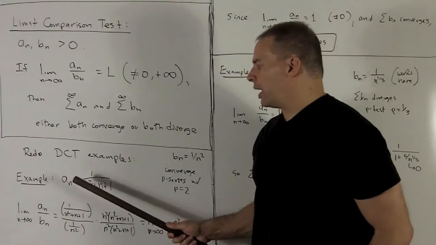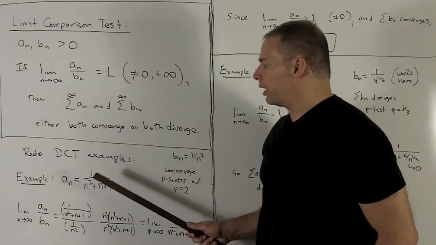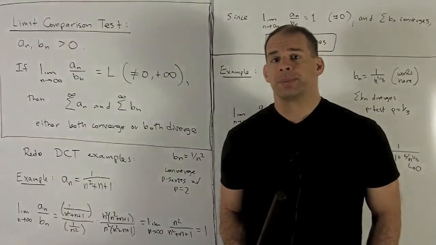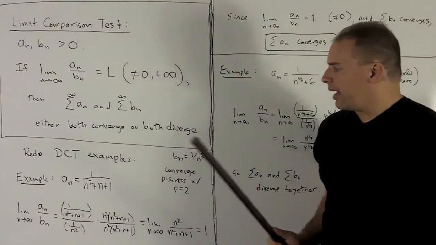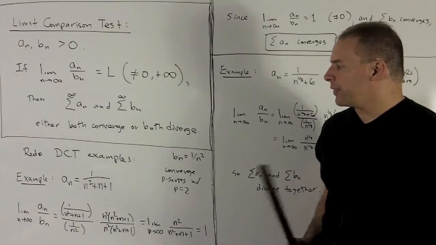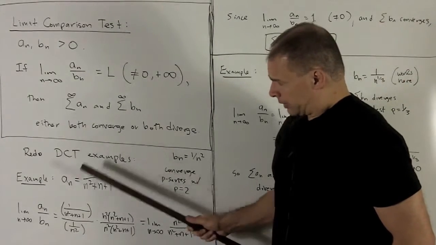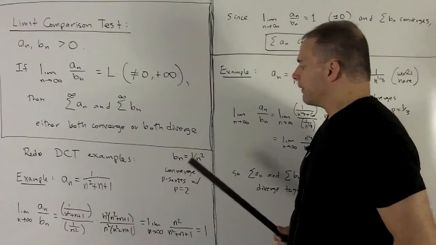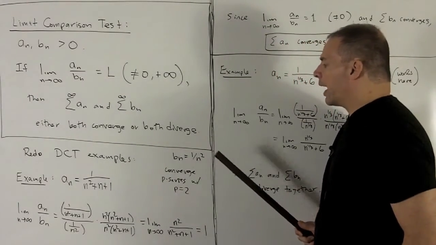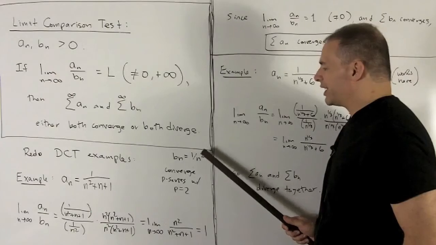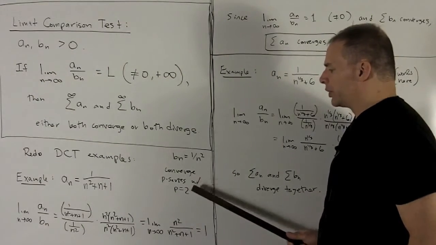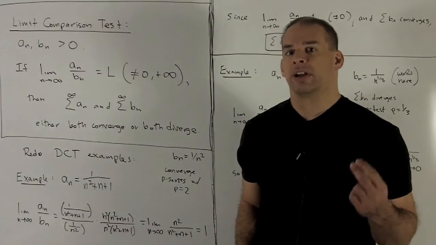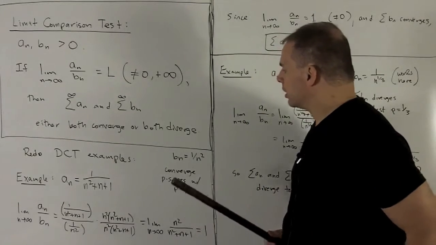Our first example was a sub n equal to 1 over n squared plus n plus 1. What we did before is we kind of squint at this thing, and we notice that the thing that's really going to look like something that we already know how to do is 1 over n squared. If I let b sub n be equal to 1 over n squared, that's going to be a p series, and it's going to converge since p is equal to 2. The p here is bigger than 1, so that's in our range of convergent series.